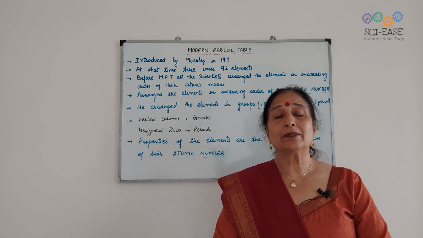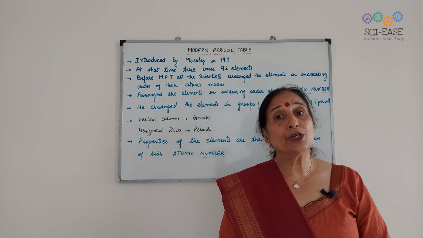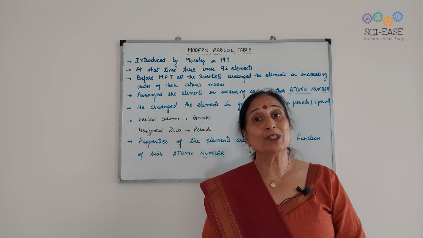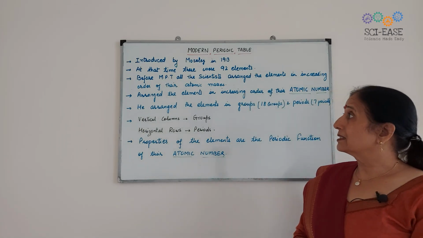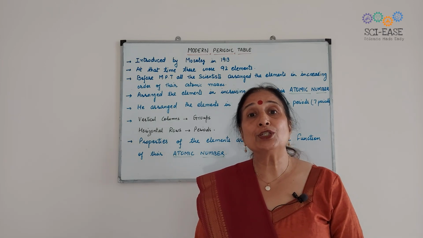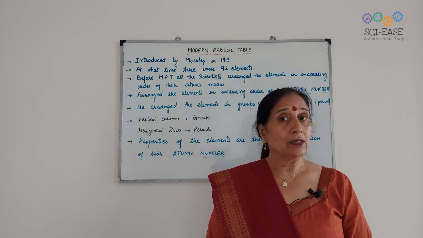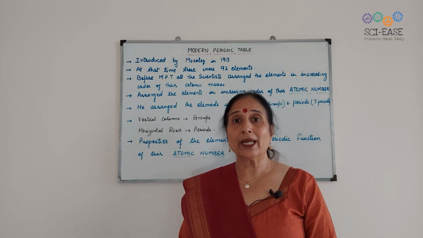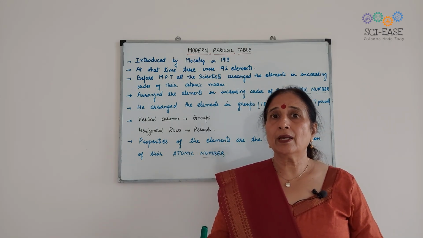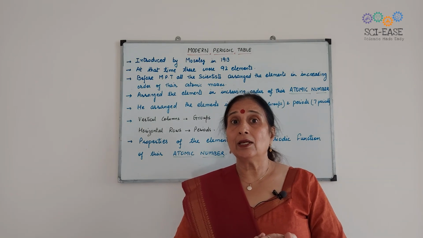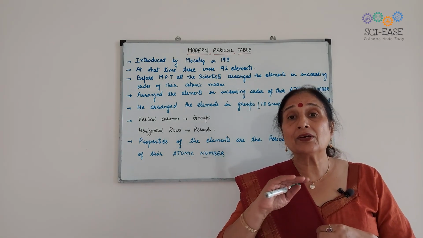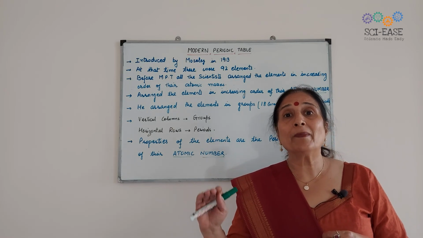This modern periodic table was introduced in 1913 by Moseley. And at that time, there were 92 elements already discovered. Okay, at that time, 92 elements were there. And he arranged those elements in the increasing order of atomic number.